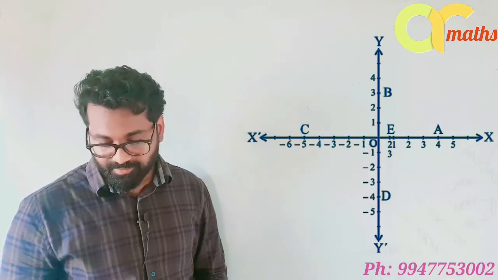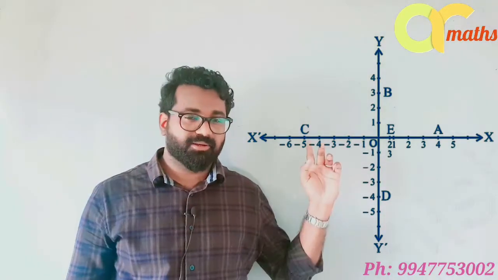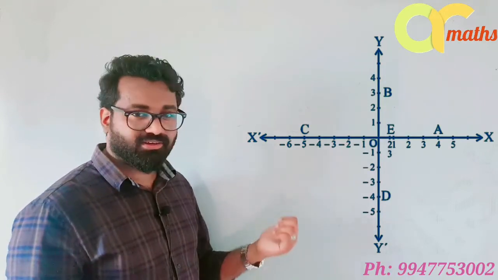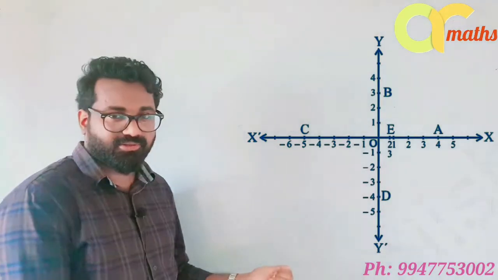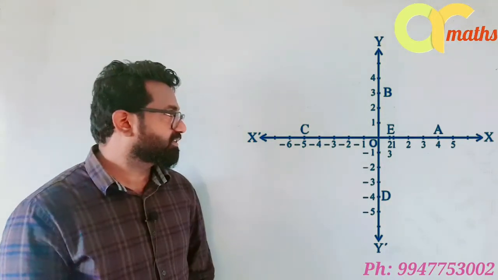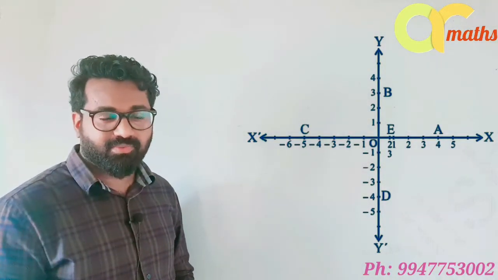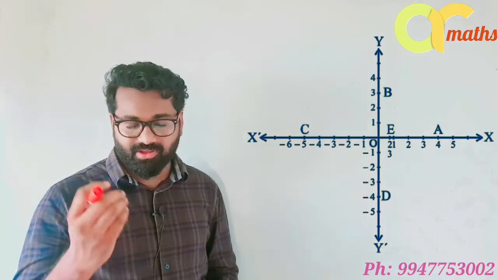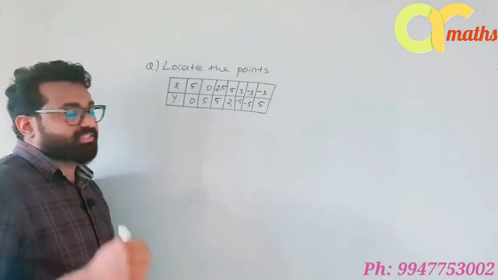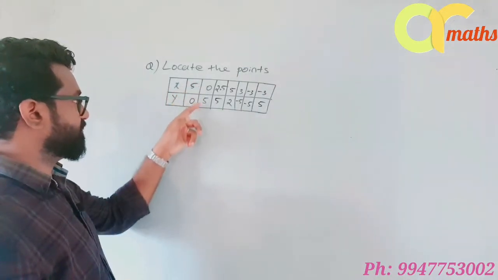Next, C. What is the coordinate of C? Here the value of x is minus 5, the value of y is 0, because on x axis the value of y is 0. So, coordinate of C is minus 5 comma 0. Next, E. On x axis the value of x is 2 by 3. So, 2 by 3 comma, on y the value of y is 0. So, 2 by 3 comma 0. Okay, very simple.